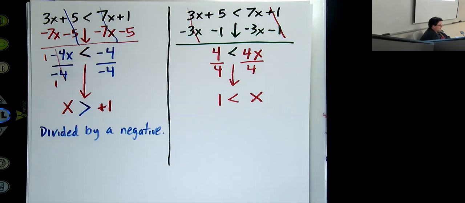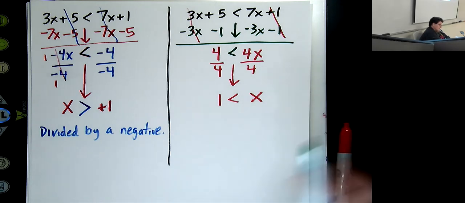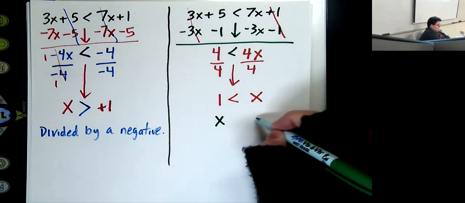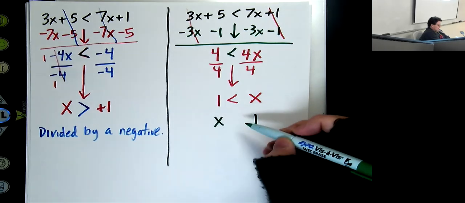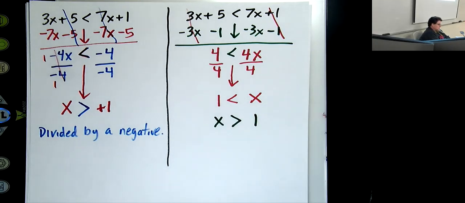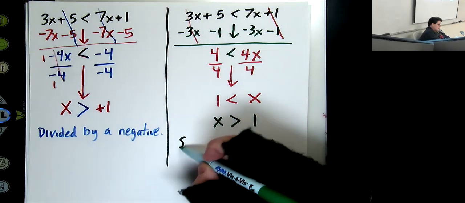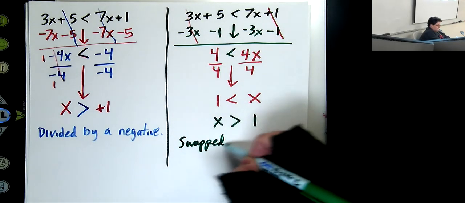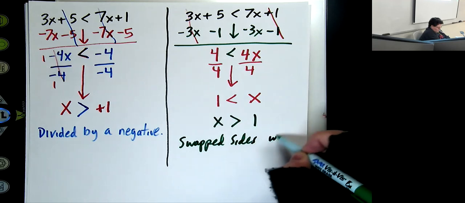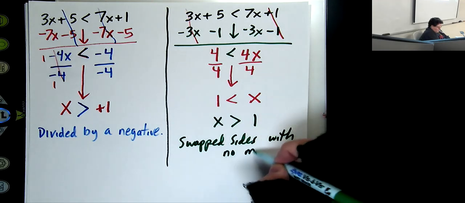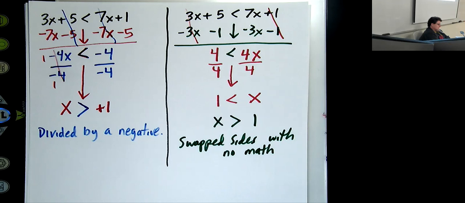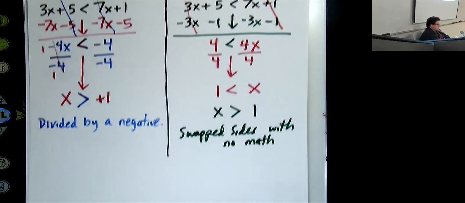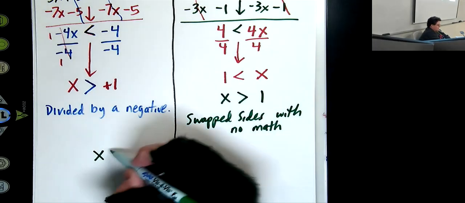That's harder for me in my head to graph that way. So if I want to swap sides, if I put the x on the left and the 1 on the right, without doing any math, I have to make sure the alligator keeps changing the same thing. So I swap sides here with no math. You'll notice in both cases, I get x is greater than 1.